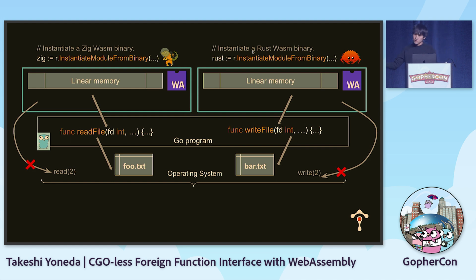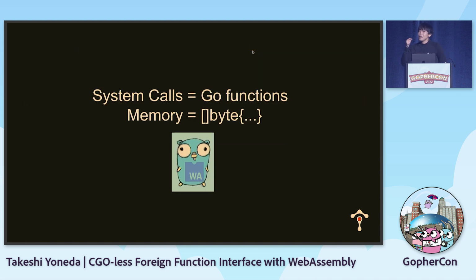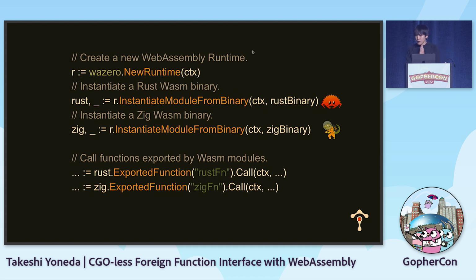That is not the case with CGO, right? So we have full control over how system calls work when you're using wazero or WebAssembly as the mechanism for foreign functions. To put it simply, system calls are Go functions implemented by you, and the memories are just byte slices. And just like this Gopher, everything is just a smaller part of the entire Go program, and your virtual machine or foreign functions will never get out of it.